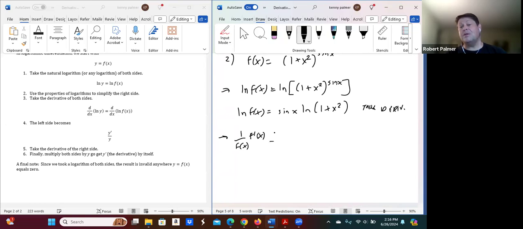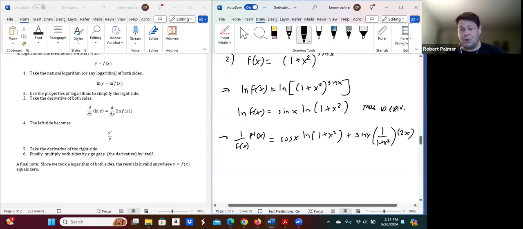Over here, we do have to use the product rule. So I'll start by taking the derivative of the first function: the derivative of sine is cosine of x, times the second function as it was. Then plus the first function by itself, the sine of x, times the derivative of the second function, which is going to be 1 over 1 plus x squared. Then the derivative of 1 plus x squared: the derivative of 1 is 0, and the derivative of x squared is 2x.